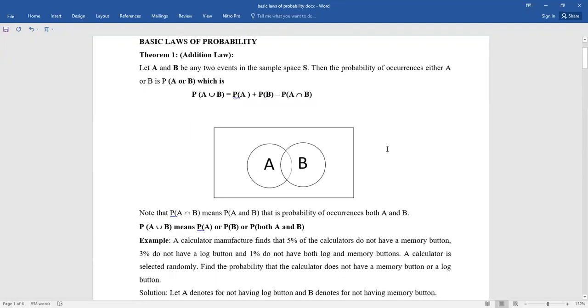We can use it. When there is a question asking either A or B, we have to use the addition law: probability A plus probability B minus probability A and B. So this is the addition law.